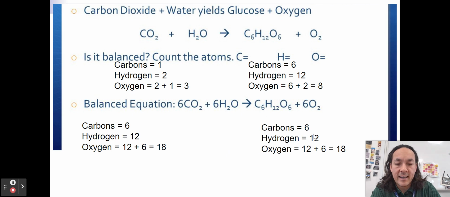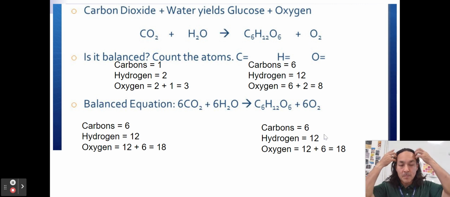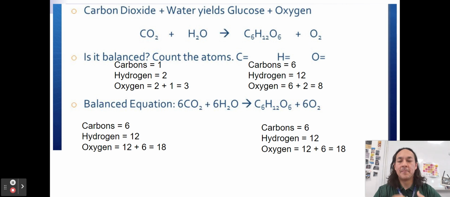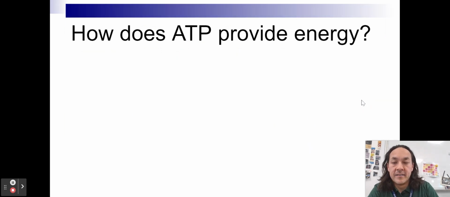If we look at this side, it's a little easier to do here. Here's the carbons, we got 6 of them. Here's the hydrogens, we got 12 of them. Here we have 1 as a coefficient. If there's no number there, it's understood to be 1. So we're going to have 6 oxygens right here. And then here we have a 6 and a 2. So 6 times 2 is 12. Add them together and we get 18. Now this equation is balanced and it shows, in essence here, photosynthesis.